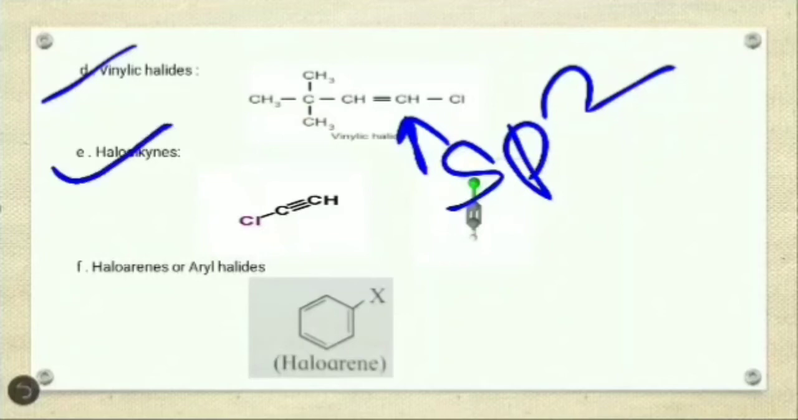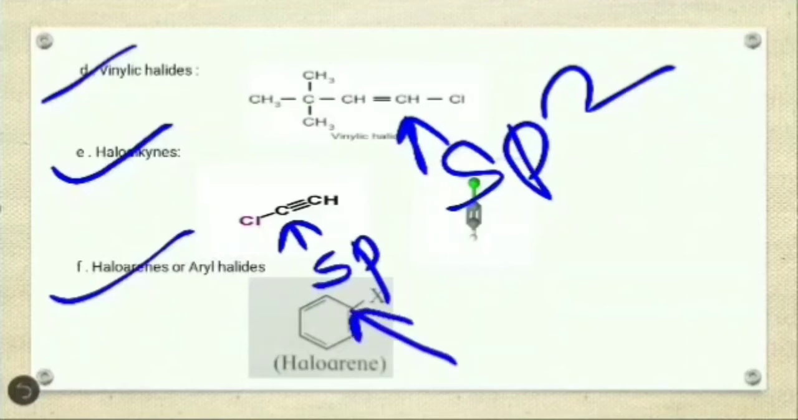Haloalkyne. When a halogen atom is bonded to a sp hybridized carbon atom, it is a haloalkyne. Haloarene. Arene means aromatic ring. In aryl halide, the halogen atom is directly bonded to the sp2 hybridized carbon atom of the aromatic ring.